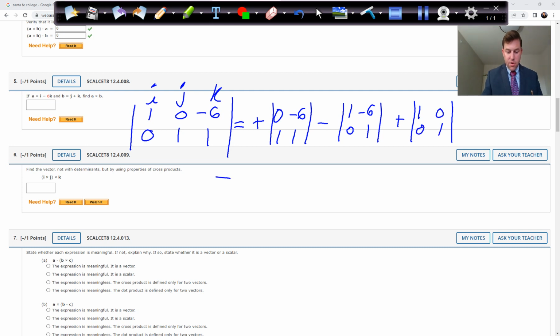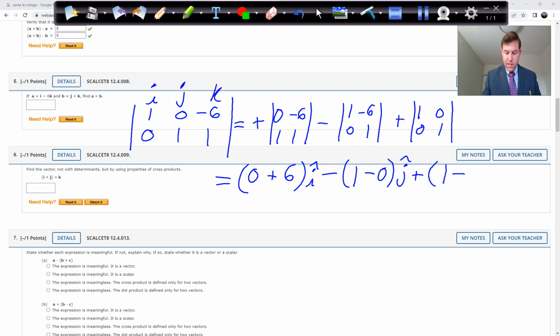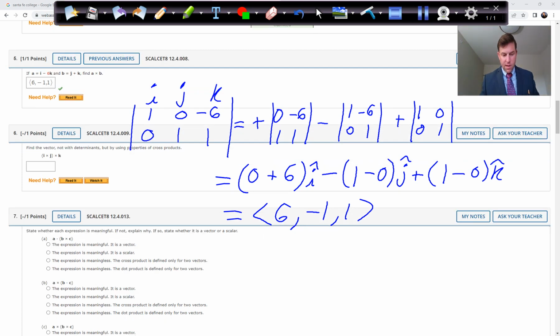Now you do the determinants, so it's 0 times 1, 0, minus minus 6 times 1, so it becomes plus 6 times 1, which is 6. That's in front of i. Minus 1 times 1, minus 6 times 0, minus 0 in the j. Plus 1 times 1 is 1, minus 0 times 0 is 0 in the k. So we should get the vector 6, comma, minus 1, comma 1. Okay, and we got that one correct as well.